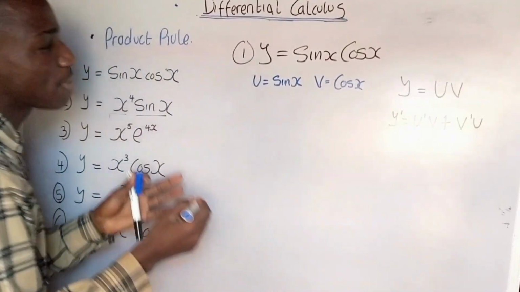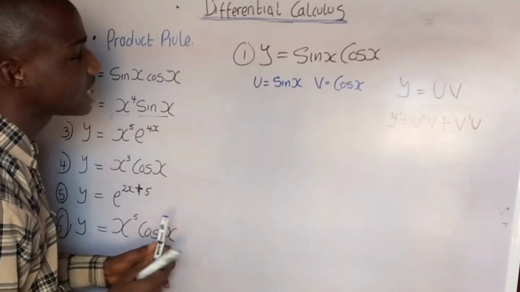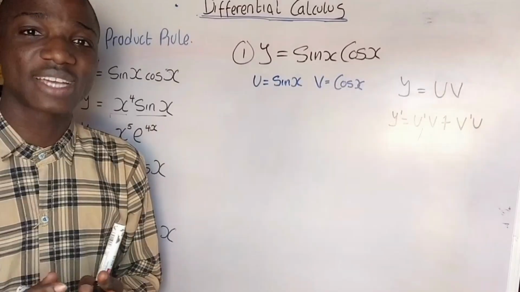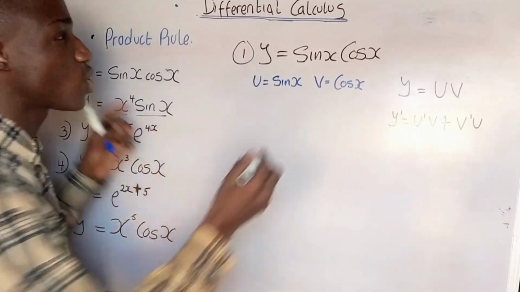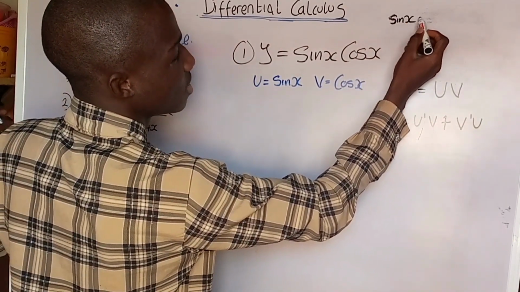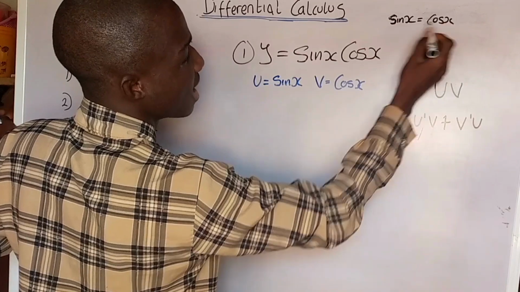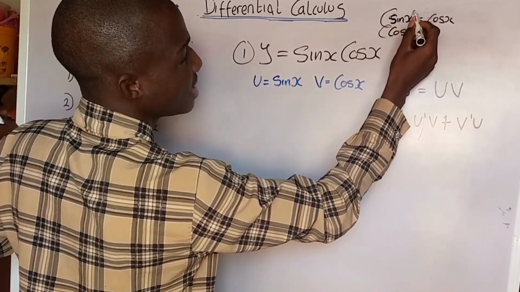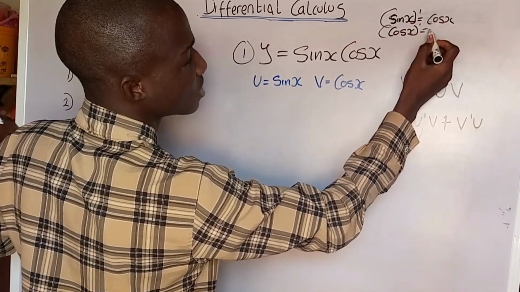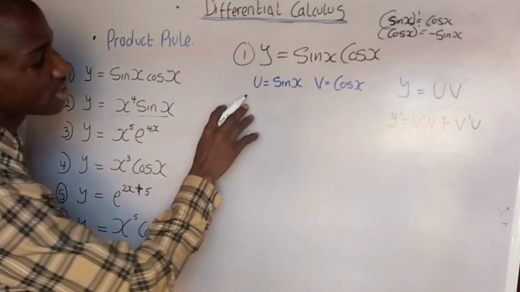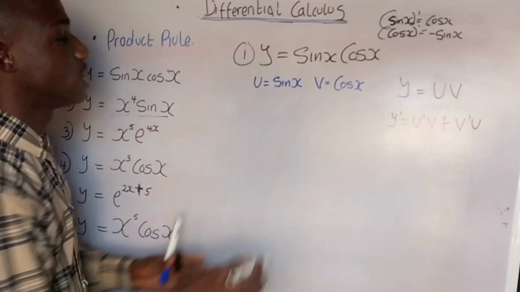Now, in that case, I'm going to take the derivative of u. Don't forget that in my previous video, I told you that if you want to find the derivative of sine x, you are going to result in cos x. So the derivative of sine x will give cos x, and the derivative of cos x will give minus sine x. So in that case, let us proceed to solve this question. I need the derivative of u and I need the derivative of v.